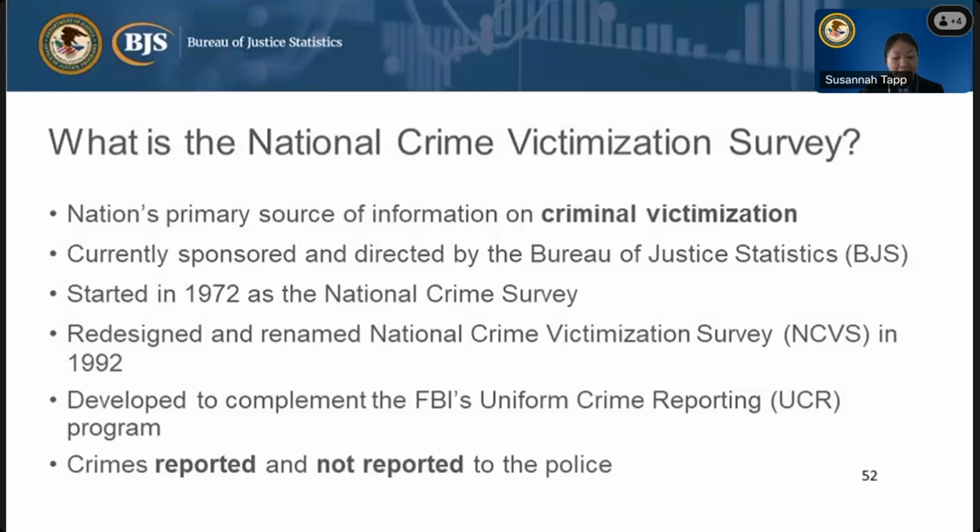The NCVS is unique in that it includes both crimes reported and not reported to police, so it serves as a measure of unreported crime. The NCVS can also be used to provide a measure of victim risk and serve as an indicator of change over time.